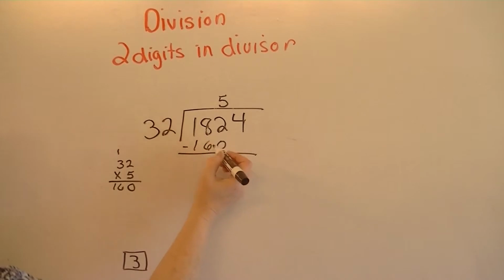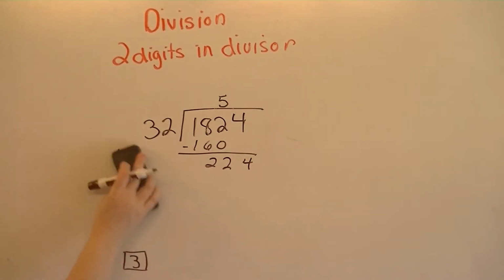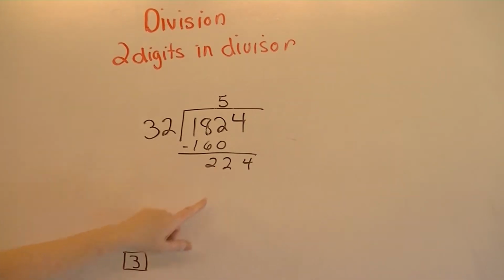Okay, we're going to go ahead and subtract. We got 224. Alright, now let's go back to our little estimating trick, the 3. How many times will 3 go into 2? Well, it won't. How many times will 3 go into 22? Well, that would be 7 times, because 3 times 7 is 21.